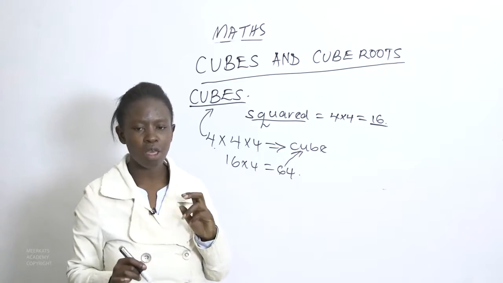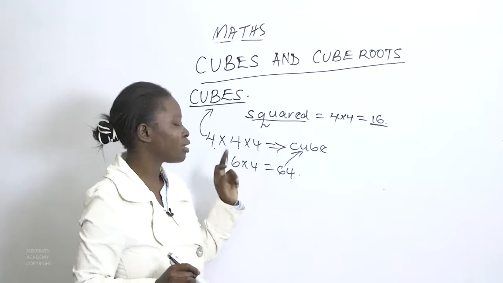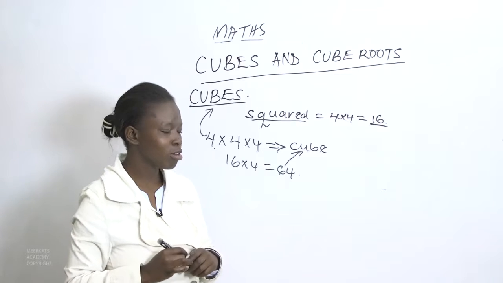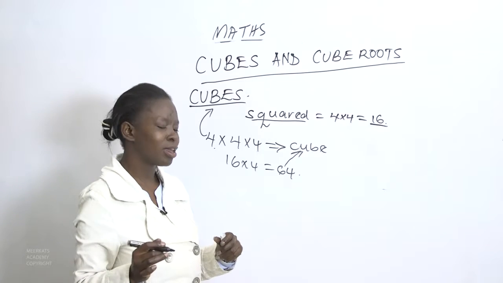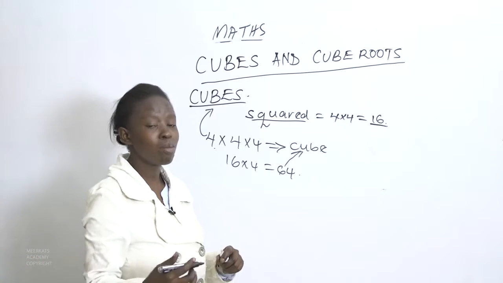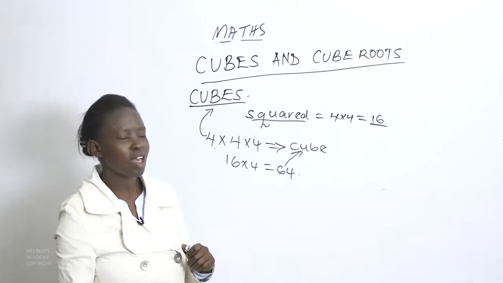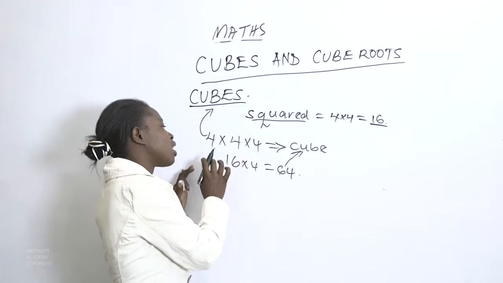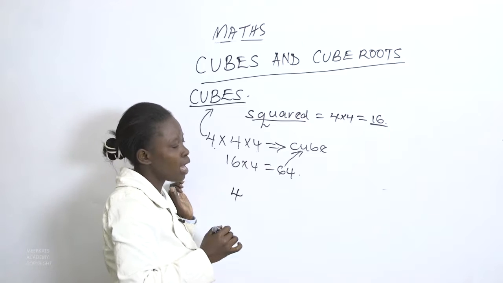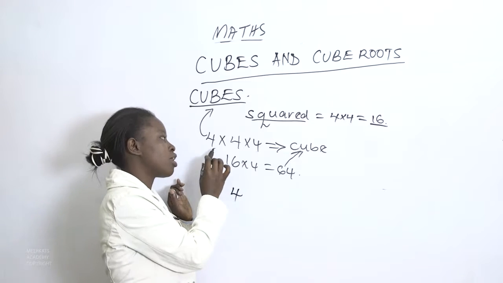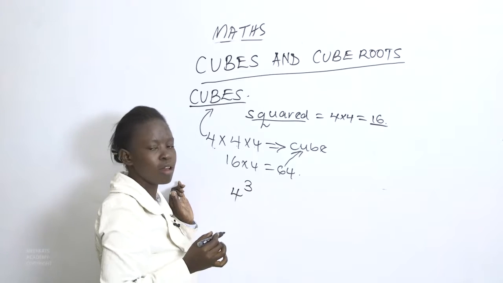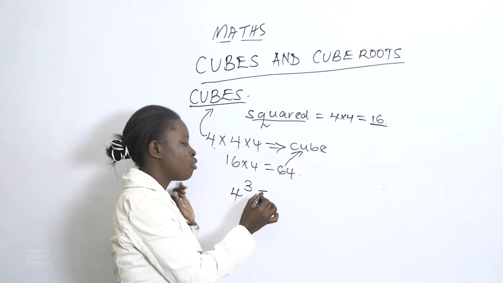How do we write a cube? From our indices instruction, when a number is repeating itself, you just count how many times the number is repeating itself. The number of times it is repeating itself gives us our power. In this case, I have 4 times 4 times 4, so my base is 4. How many times is the 4 repeating itself? That is 1, 2, 3. So the 4 is repeating itself 3 times, so we have 4 cubed.